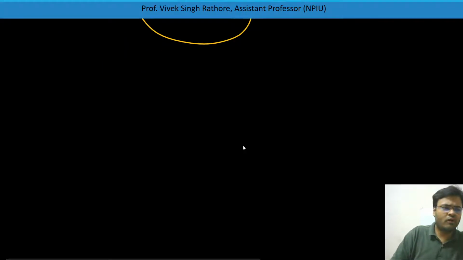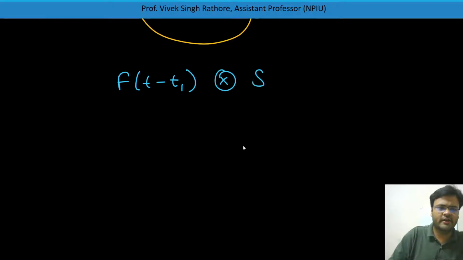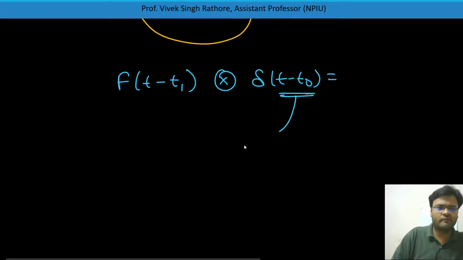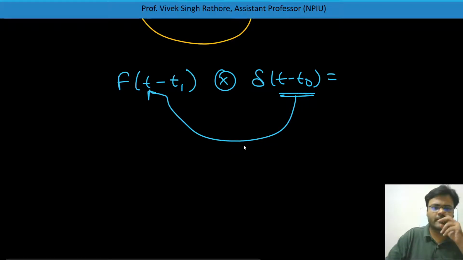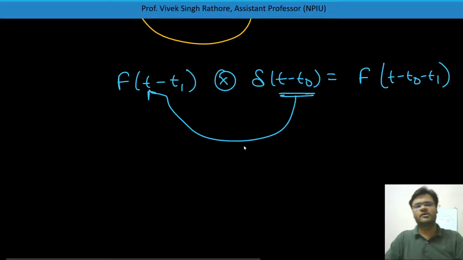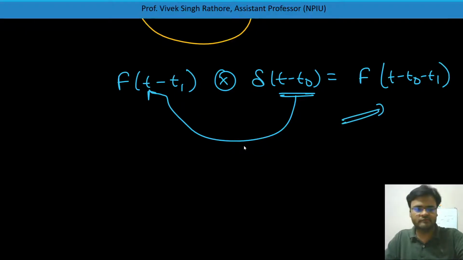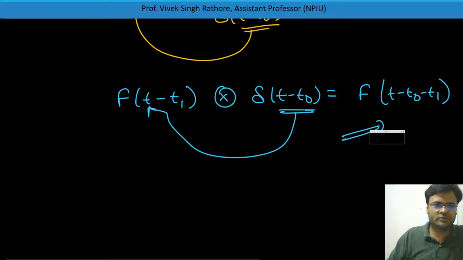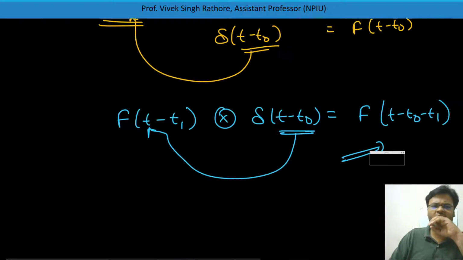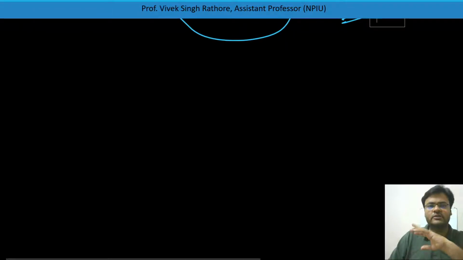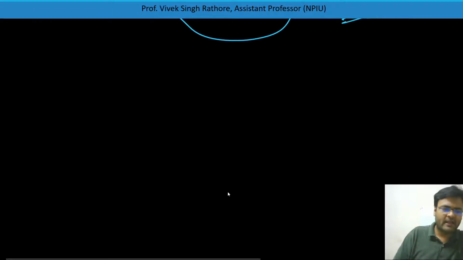So whatever the signal may be, if f(t minus t1) is convolved with delta t minus t naught, this value will come across, so you will get f(t minus t naught minus t1). So like this convolution will be there. See, why I have told you this convolution is because it will make the procedure easy.